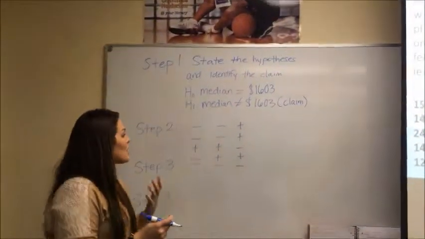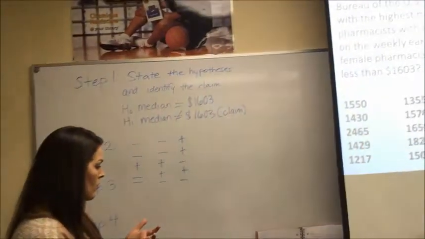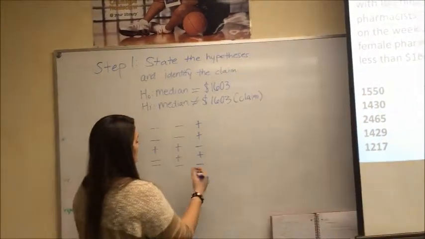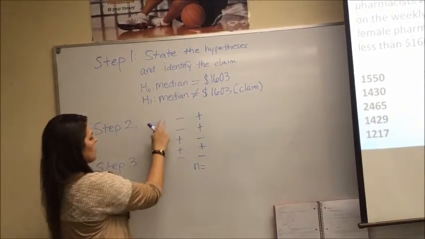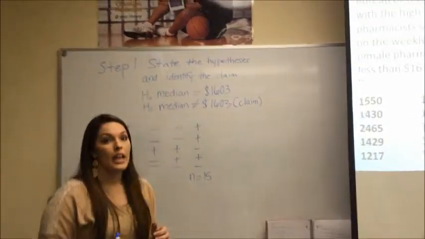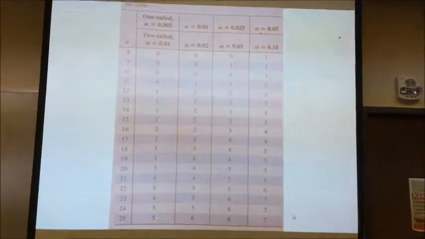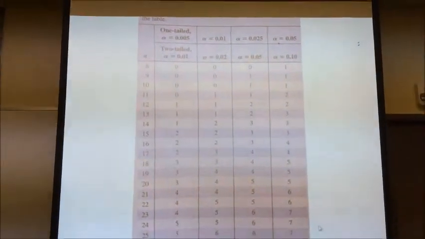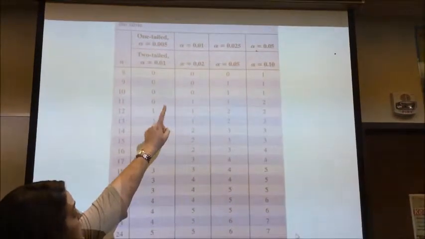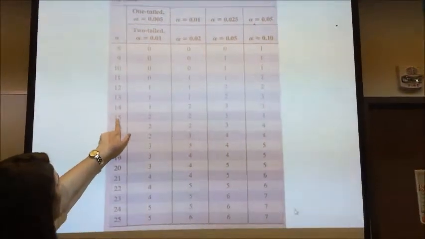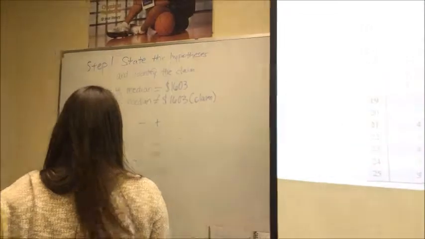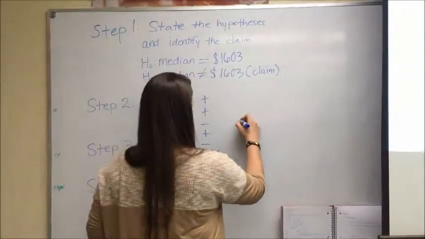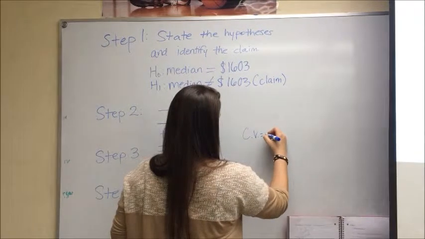So this is where we find the critical value. So let's count our data set, or our sample size, which is n. 1, 2, 3, 4, 5, 6, 7, 8, 9, 10, 11, 12, 13, 14, 15. So n equals 15. Now we're going to need to go to a chart in the back of our book. I have it here on the PowerPoint. So we said that A equals 0.05. This is a two-tailed test, and n equals 15. So it's going to meet at about right here. So this is our critical value, 3. So I'll put it right here. Just put CV equals 3.